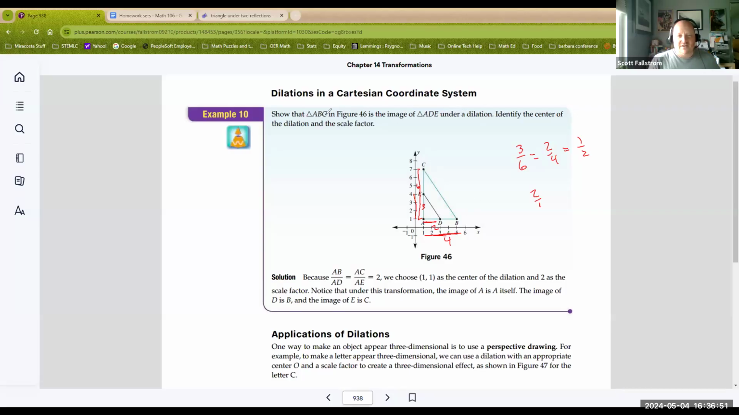It does say ABC is the image. Remember that, the image. So that's the after. And it's the image of ADE. So ADE is the before. So I started with this one and I went to the other. So we always have new over start, which would be 6/3, which is a ratio or scale factor of 2.